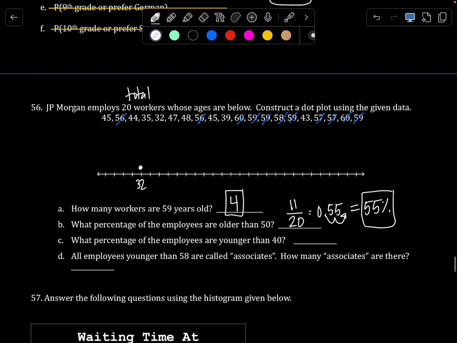What percentage of the employees are younger than 40? And make sure this is also out of 20. Younger than 40. Here we go. 1, 2, 3. Yeah, 3. 3 out of 20, and that's 0.15, which is 15%, just by moving the decimal to the right 2 times.